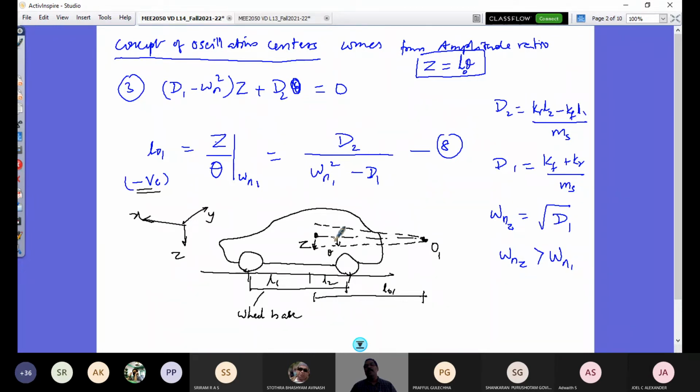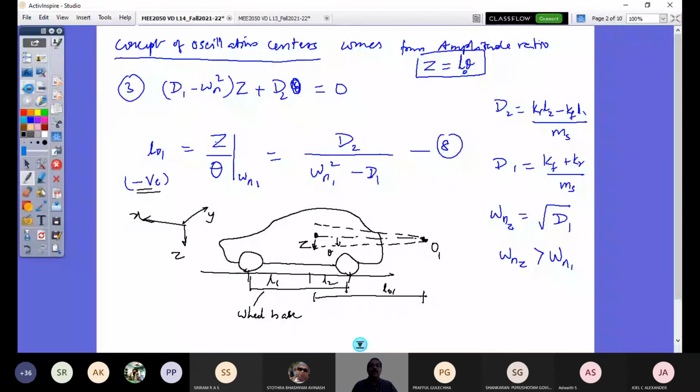But now what has happened? See, it is interesting. In an uncoupled system, if you look at these two oscillation centers, one would be at, another one would be at an infinite distance. That is the meaning. So how do you get that? For that, D2, when you make it 0, right? You go back to this diagram. Go back to this diagram.